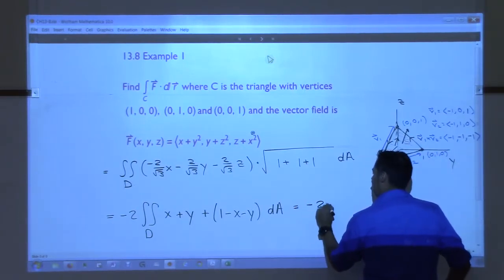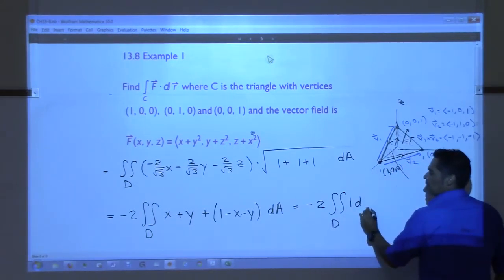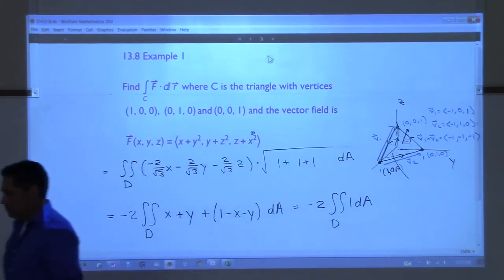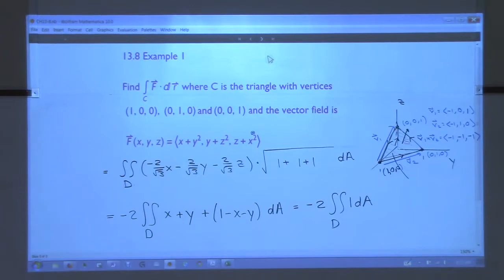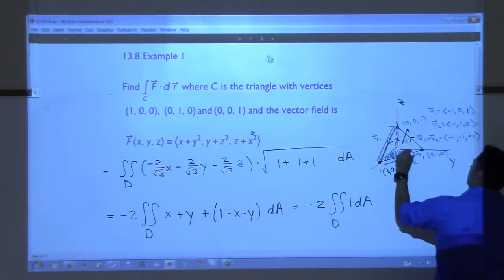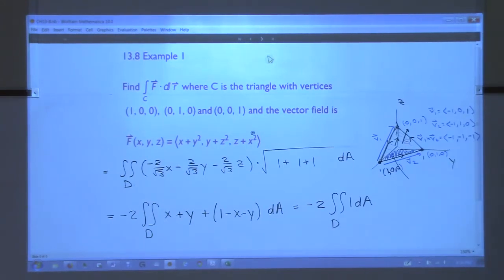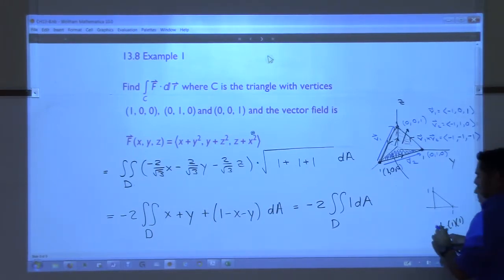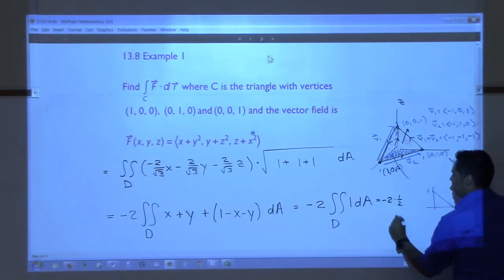This is negative 2 integral over D of 1 dA. Right? Which is the area of what? What triangle? D is the xy plane, so it's the area of that one on the bottom. That's D, right? Do we know the area of that? We can easily figure that out. It's a triangle. We have 1 here, 1 there, so half of 1 times 1, which is a half. So this is equal to negative 2 times a half, so you get negative 1.